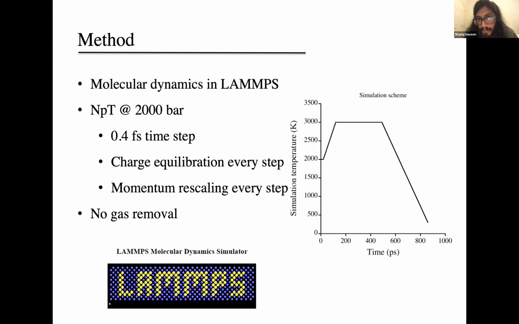So we start right away at 2000 Kelvin. We briefly hold it there, heat it up to 3000 Kelvin at 10 Kelvin per picosecond. Hold it at 3000 Kelvin for a while to really let stuff happen. And then cool down to 300 Kelvin at 10 Kelvin per picosecond.